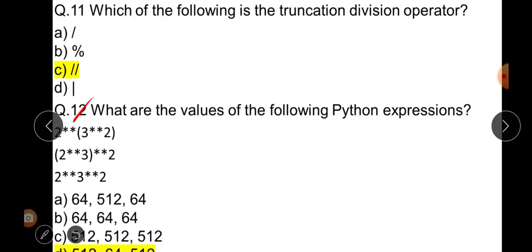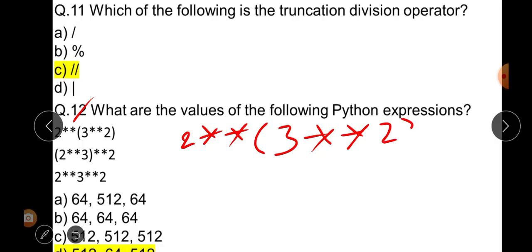So let's start. The first question is: what are the values of the following Python expressions? So we have to find out the value of the given Python expressions. The first expression is 3 2 star star, where star star means exponent, with parentheses, and then 3 star star 2. First of all, according to the rule, the parentheses should be solved.